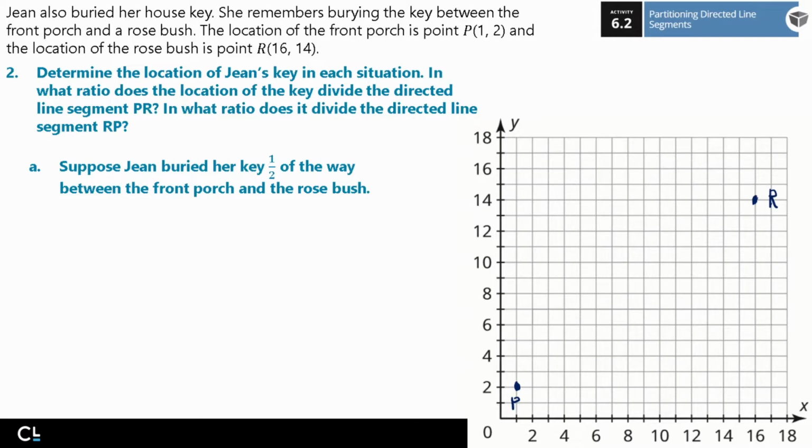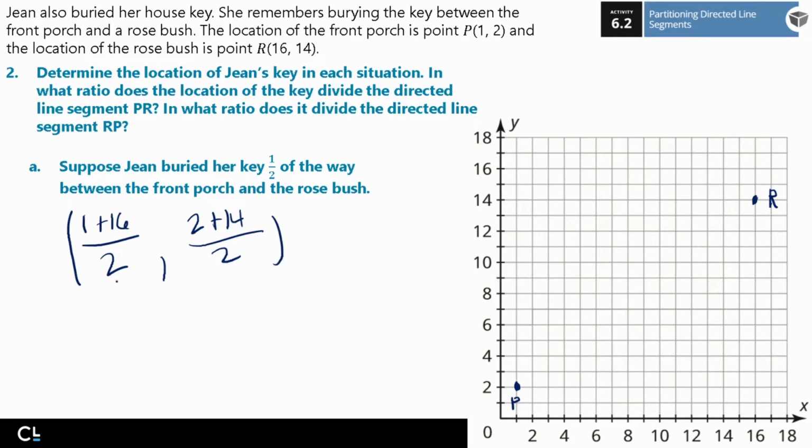So it says, suppose Jean buried her key 1/2 of the way between the front porch and the rose bush. The problem with this situation is we don't know where 1/2 is here, right? So we're going to have to find what we call our midpoint. In order to do that, we can add the coordinates and divide by 2. So how do we do this? Big parentheses, and we can say our x coordinates: 1 plus 16, divide that by 2, comma, 2 plus 14, and we're going to divide that by 2.